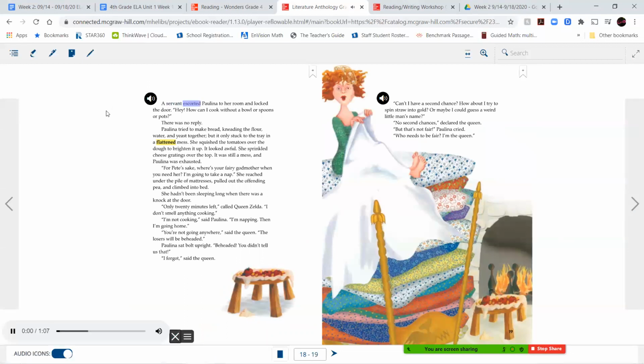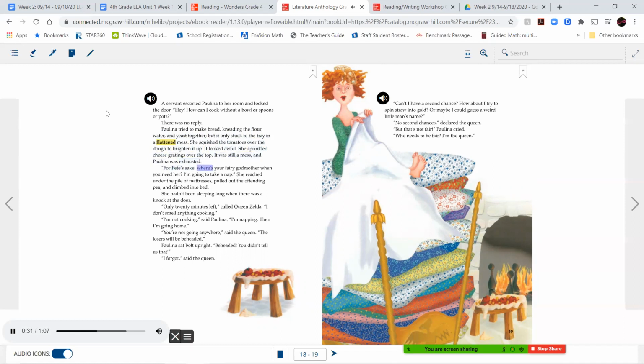A servant escorted Paulina to her room and locked the door. "Hey, how can I cook without a bowl or spoons or pots?" There was no reply. Paulina tried to make bread, kneading the flour, water, and yeast together, but it only stuck to the tray in a flattened mess. She squished the tomatoes over the dough to brighten it up. It looked awful. She sprinkled cheese gratings over the top. It was still a mess, and Paulina was exhausted.